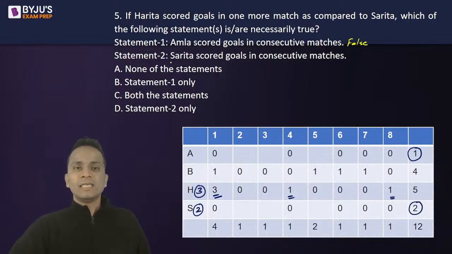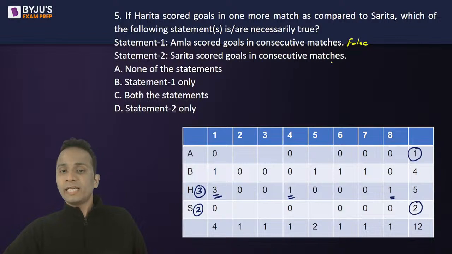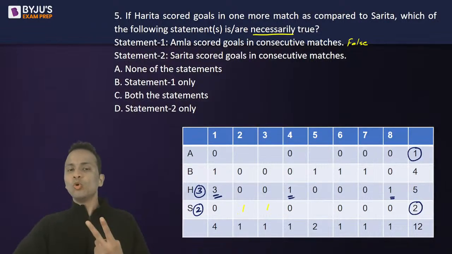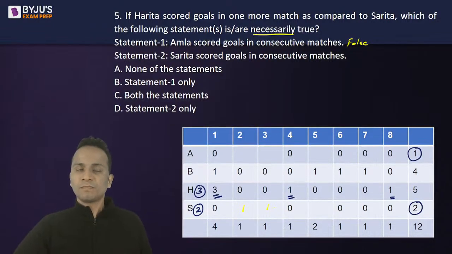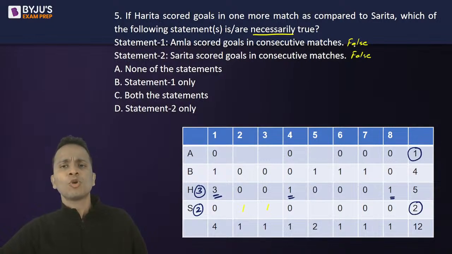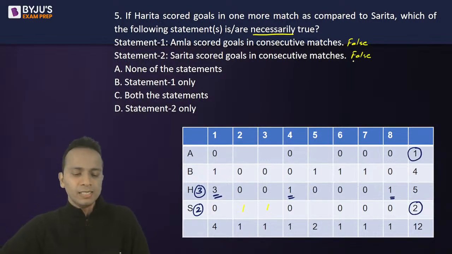Next, Sarita scored goals in consecutive matches. Sarita has scored 2 goals. Sarita may score in match number 2, match number 3, or match number 3, match number 5, or match number 2, match number 5. So Sarita can score 2 goals in any of these 3 ways. So it is not necessary that Sarita will score goals in consecutive matches. So this will also be false, or I can say that this will not be necessarily true.